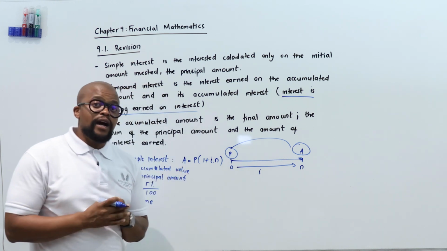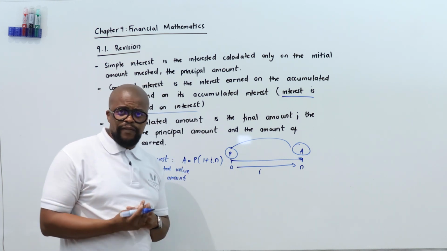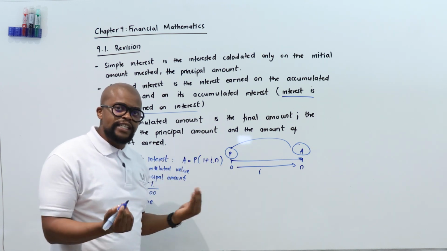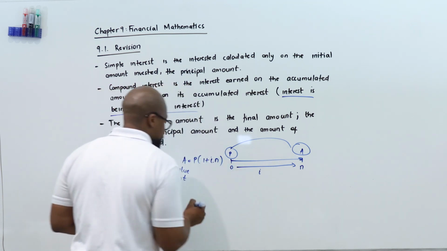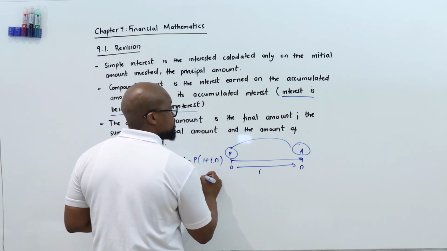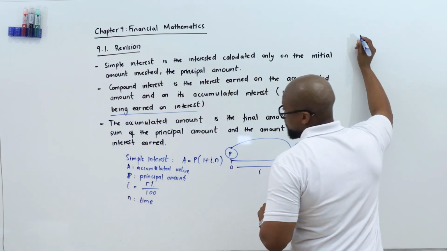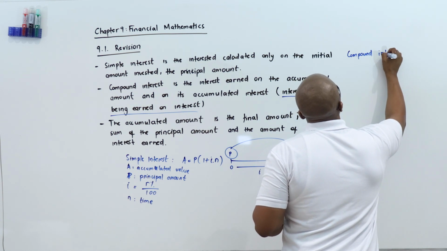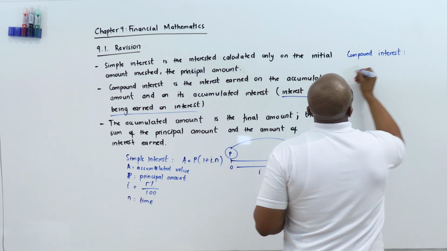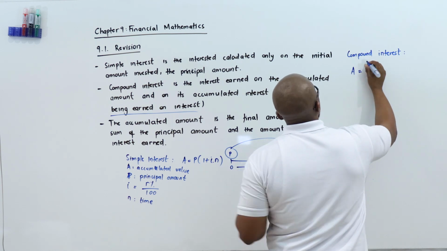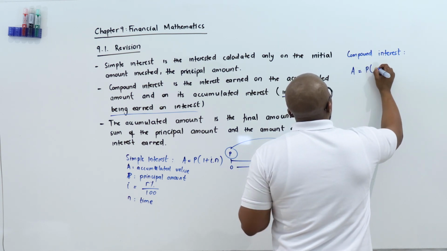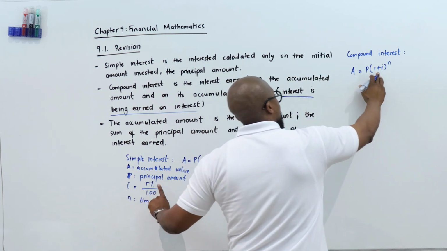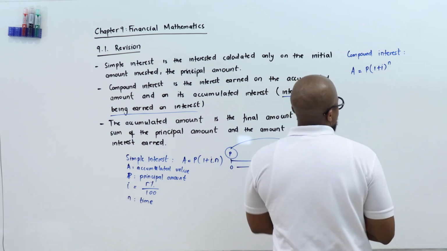If you've got an investment that has a time horizon of 5 years, if you were using simple interest, you'll just charge interest once on the initial amount. But let's deal with our compound interest. Obviously, the formula for compound interest is A equals P(1 + i)^n. Again, P is the principal amount, i is the interest rate, and then n is the time horizon.